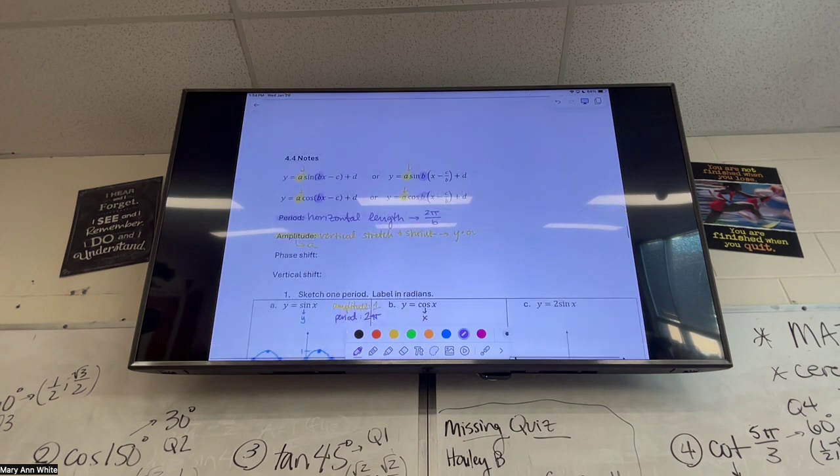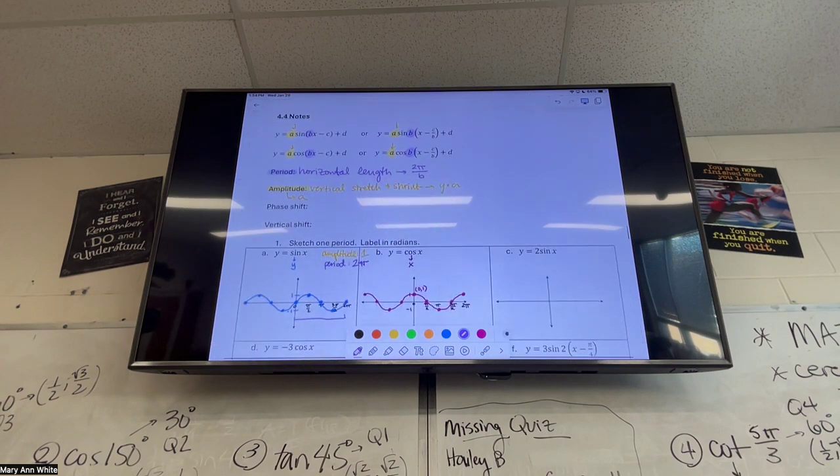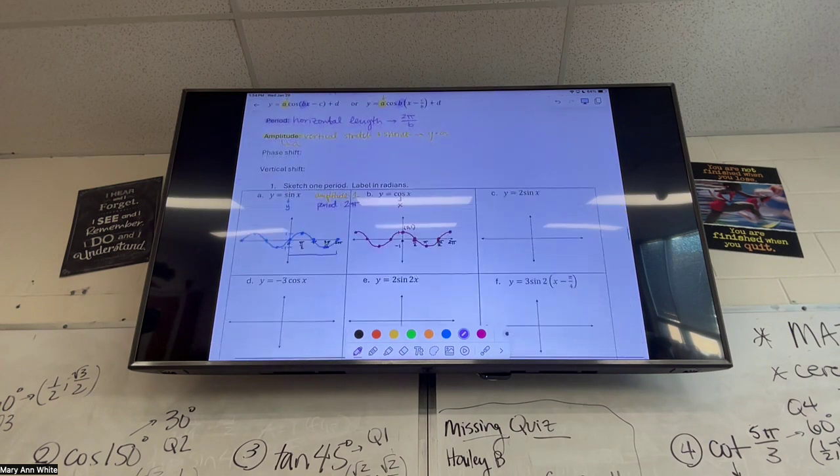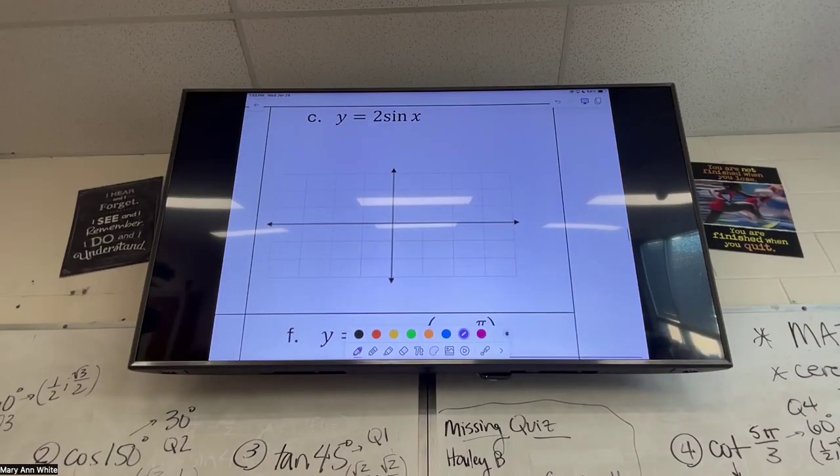So let's go look at a couple examples of this. Okay. Let's look at letter C. That 2 right there, is that an amplitude or a period? Amplitude. That changes my amplitude. So instead of saying my amplitude is 1 like we did earlier, my amplitude here is 2. It matches whatever your A, whatever your number up front is. My period, though, is there a number in front of x that's going to affect my period? No, so what's my normal period again? 2 pi.